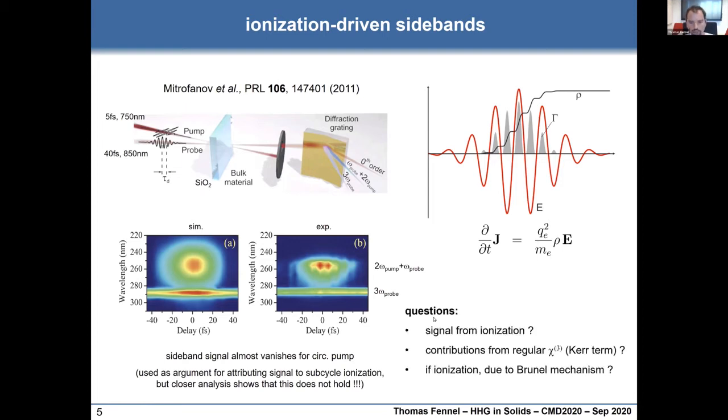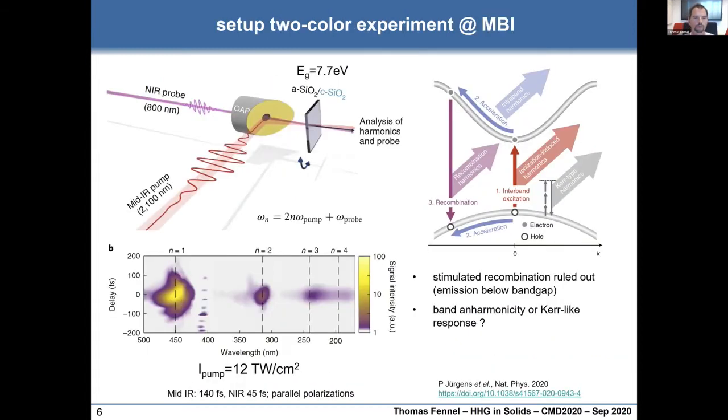So just from this early experiment, there remains a question if this is really from ionization. How much just comes from regular Kerr nonlinearity, and if it is ionization, what is the mechanism? Is it Brunel? This is the starting point for our joint project between Rostock and MBI. Here's the experimental setup, which is similar to the Baltuska work, but has an important difference regarding the pump field. We use a long wavelength pump field, the mid-IR pulse here, that is strong to perform the ionization, and a weaker NIR probe field to control the wave mixing.